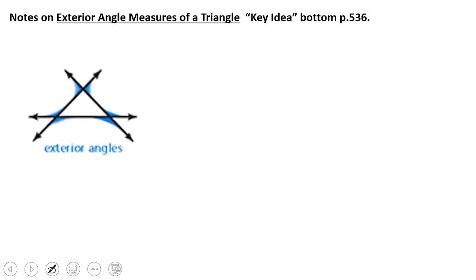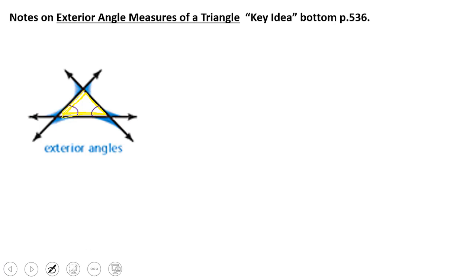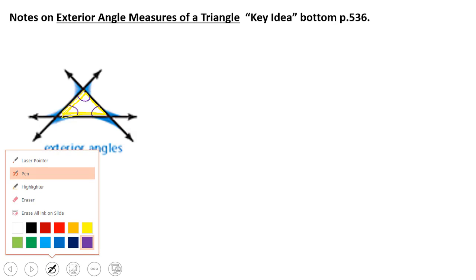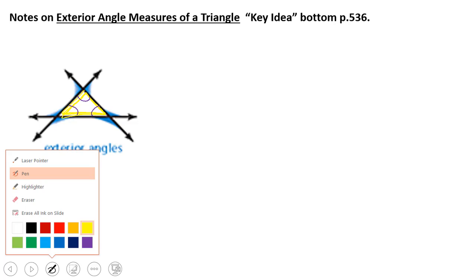As you can see, here's my triangle. I'm going to highlight it here in yellow. This is my triangle. And we already know there are three interior angles on the inside, let me make them purple.